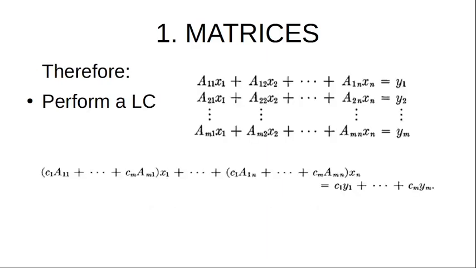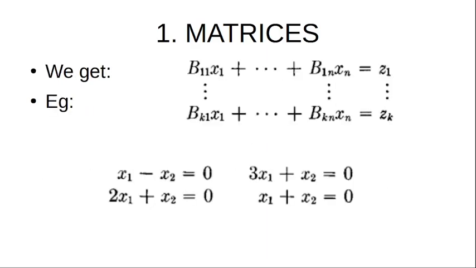An example of two systems that have the same solutions are the ones given below: x1 - x2 = 0, 2x1 + x2 = 0, and 3x1 + x2 = 0, x1 + x2 = 0. You can verify that they have the same solution, so we call them equivalent. And you can try to represent one in terms of the other.